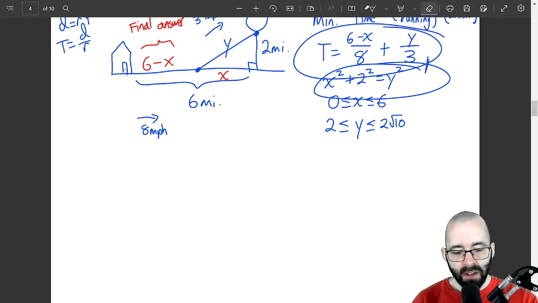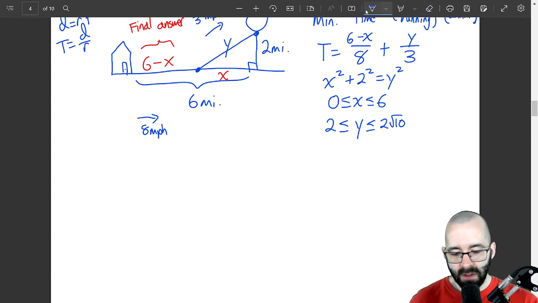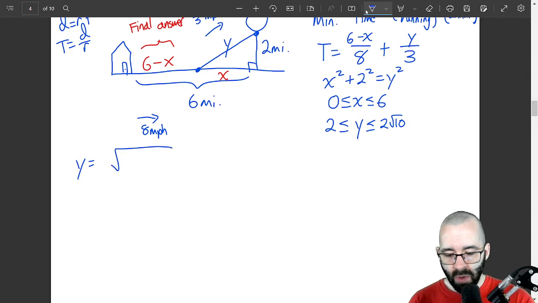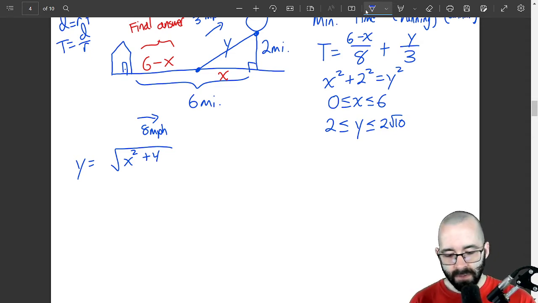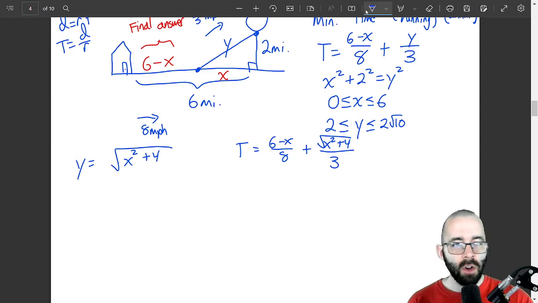So you can solve for y or you can solve for x. It's up to you. I'm going to solve for y real quick because all that requires me to do is take the square root. And normally you need the plus or minus square root, but y is going to be positive, so we only need the plus. So our objective function t, we're replacing y. T is (6 minus x) over 8 plus y, which is the square root of x squared plus 4, over 3. So still not easy to differentiate.